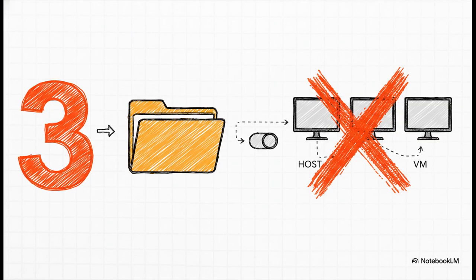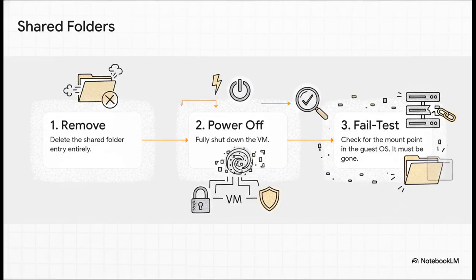And for our third and final feature of the big 3, shared folders. Now you got to pay close attention here because there's a common mistake that trips a lot of people up. It is not enough to just turn off auto mounting. So here's the deal. You have to go into your VM settings and completely remove the shared folder entry from the list. Delete it. Just unchecking the auto mount box still leaves the connection defined, which is a potential pathway.